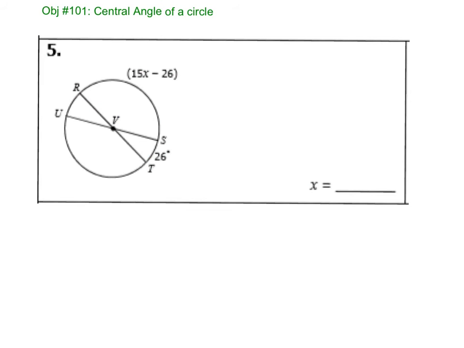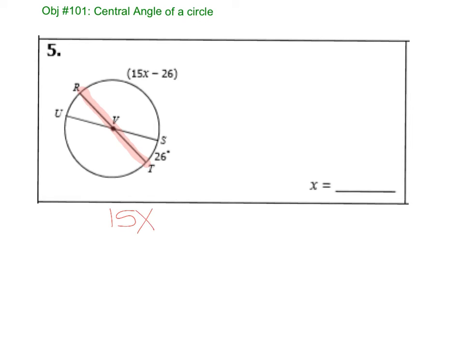Okay, so now we're going to get into a slightly harder one. Actually, I think these are a little easier because there's less work they're asking about. So they gave me 26 and 15x minus 26. Always look for your diameter. There's my diameter. So what do I know about those two? Those two are half the circle. Half the circle adds up to 180.